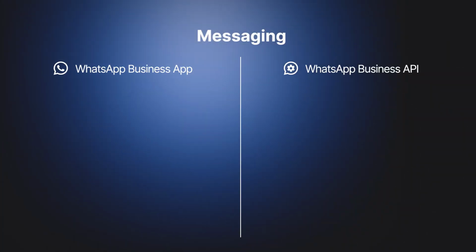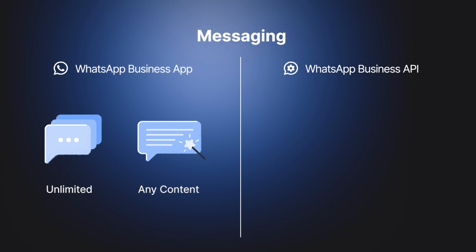The type of WhatsApp Business solution you choose impacts how you can message customers. The WhatsApp Business app has fewer messaging limitations compared to the WhatsApp API, which comes with specific rules on the types of messages and content you can send. With the Business app, you can send unlimited free messages in any format and reach out to customers first if you have their phone number. The API has restrictions based on WhatsApp's conversation-based pricing.